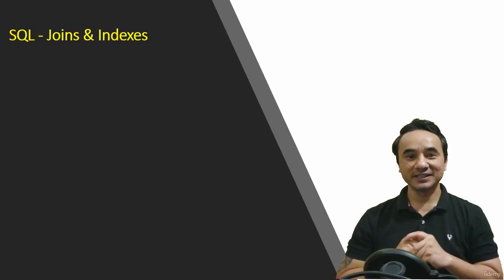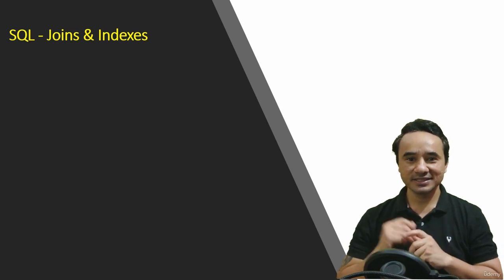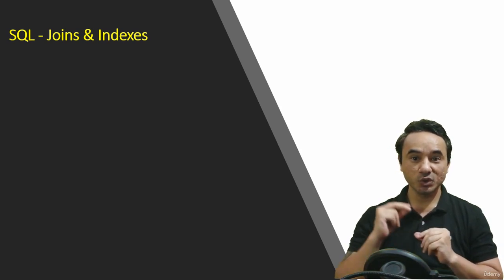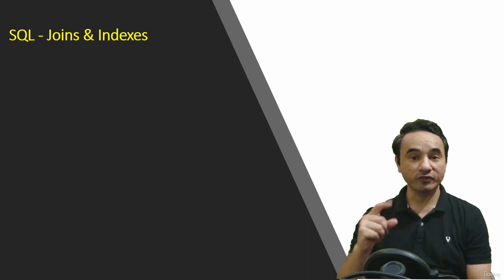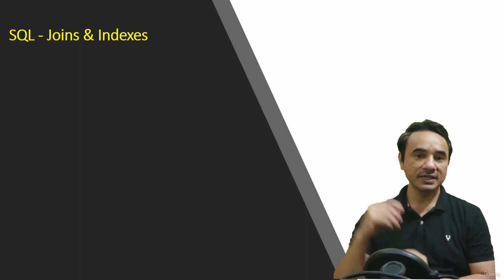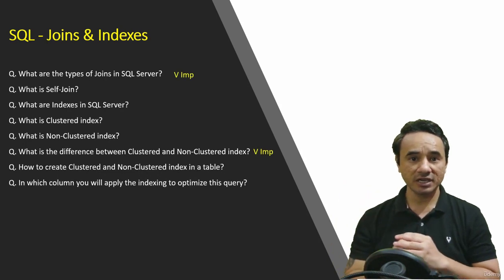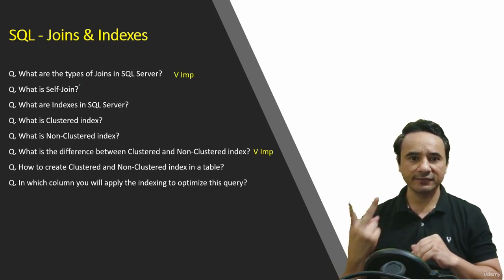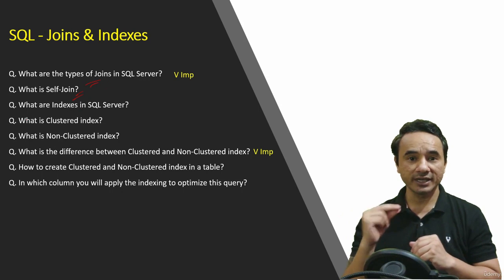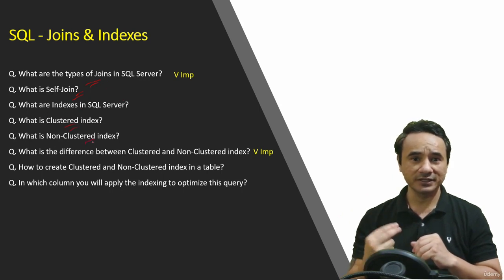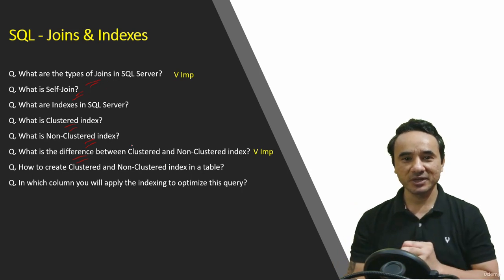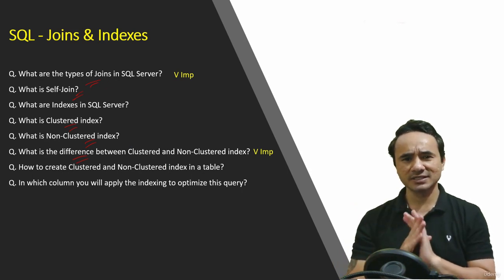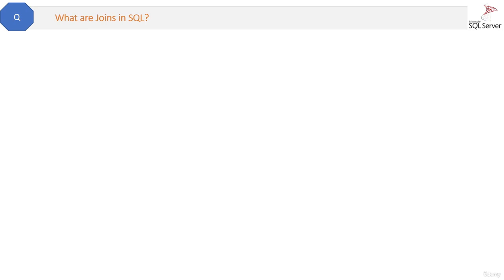Alright, after completing the basic questions in SQL, in this section we will cover the questions on joins and indexes. The most asked questions in SQL are from this topic only. Here is the list of 8 questions. First we will cover questions on types of join and self join, and then questions on indexes, clustered and non-clustered, the differences between them, and how to use them. The approximate duration of all these questions is just around 13 minutes.